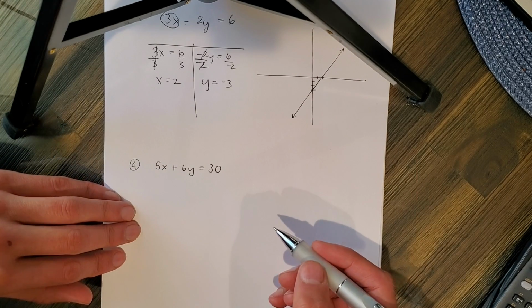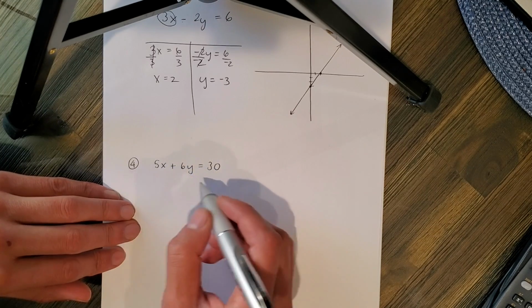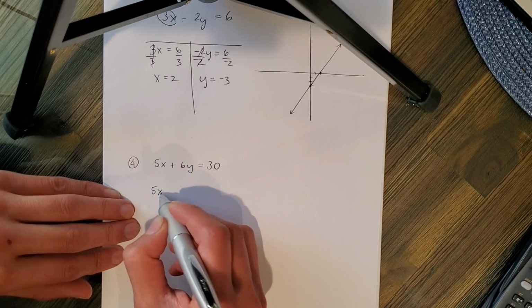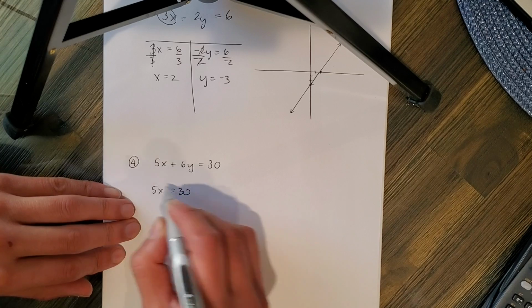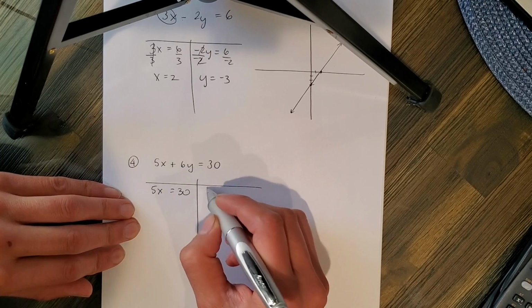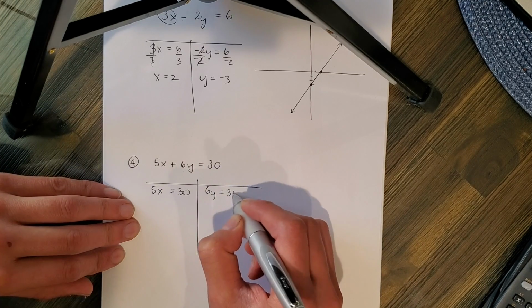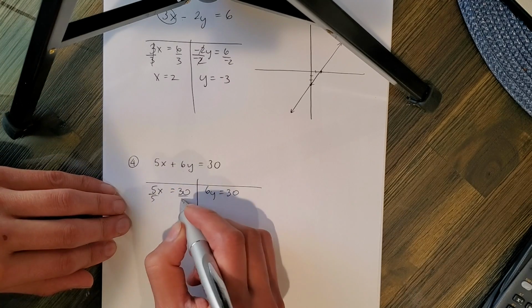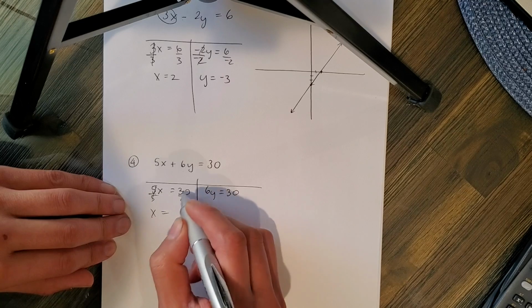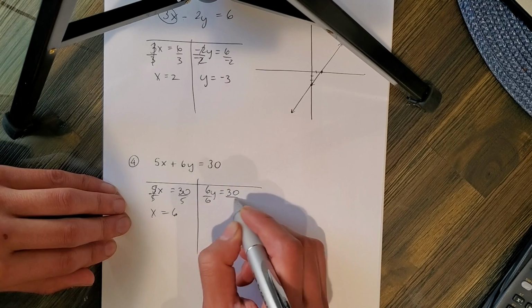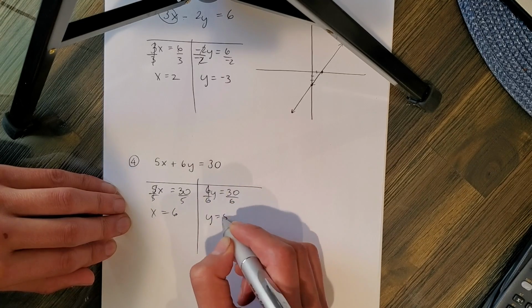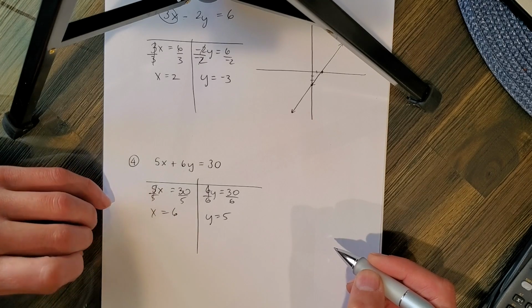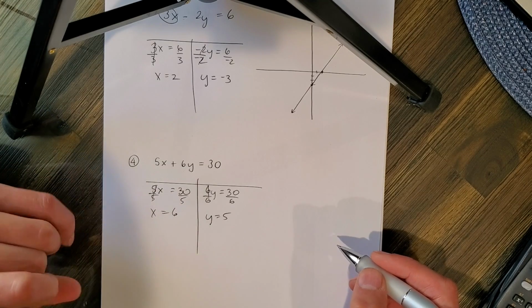Okay? Notice here, let's go ahead and set this up. So we have 5x equals 30. And then 6y equals 30. Okay? Divide by 5. x equals 6. Divide by 6. y equals 5. Okay?